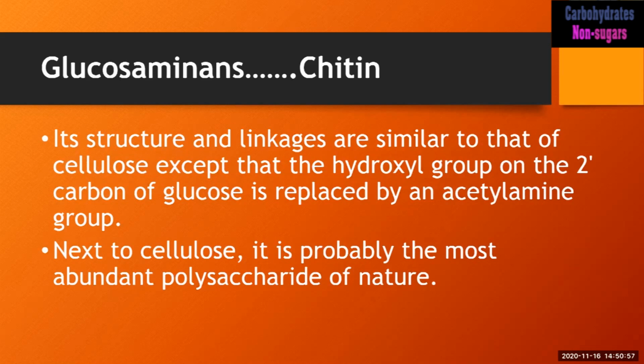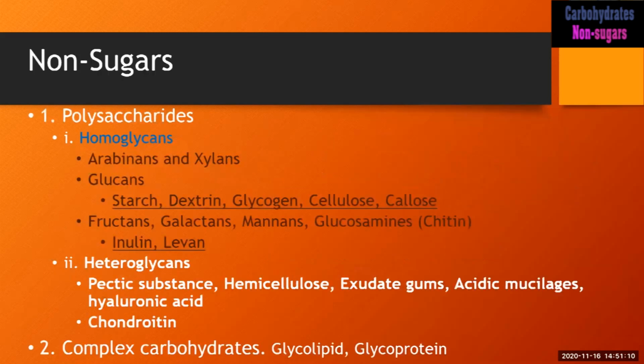So this is all about these homoglycans. Here we have discussed arabinose, and from xylose we discussed arabinans and xylans, mainly present as a component of heteroglycans. Then from glucose there are the glucans, and under that the major one is the starch molecule, which is a reserve carbohydrate that is then converted into dextrin and also glycogen.